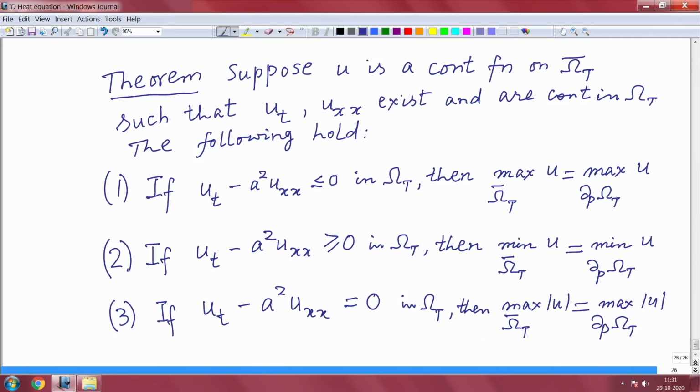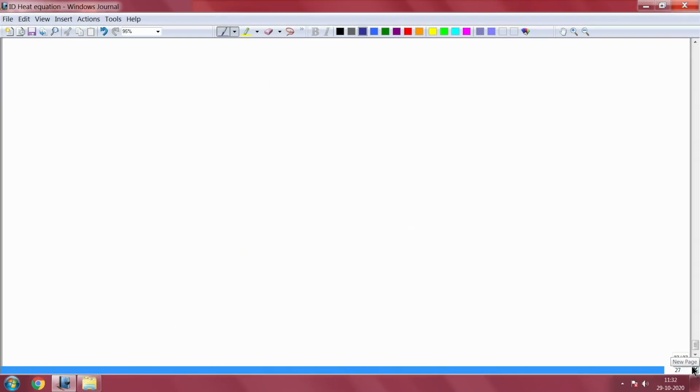Okay. The proof just uses the ideas of calculus, it is not very difficult. So, I will provide a proof of this, but before proving the theorem, some comments.